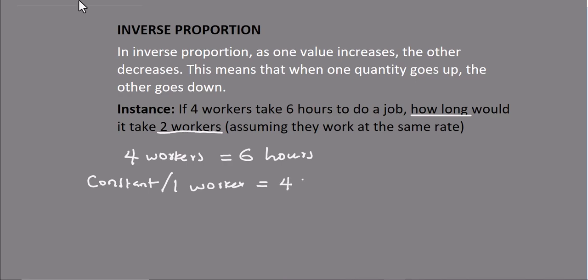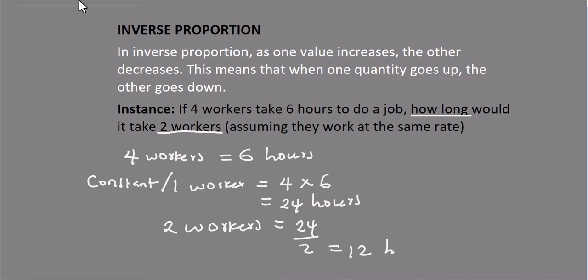So we'll have to multiply 4 times 6. Remember, we'll have to multiply first. So 4 times 6 gives us 24 hours. So the next question says, how long will it take 2 persons? 2 workers now simply means the time is going to reduce, so it's going to be less than how long it takes one person to do the work. So 24 divided by 2 now gives us 12 hours. So the hack here is you have to multiply first, then divide for the rest of the process.